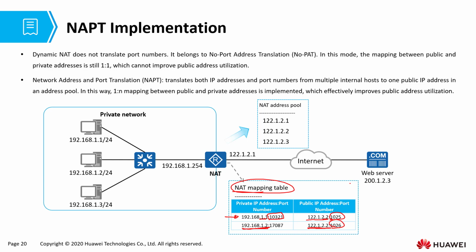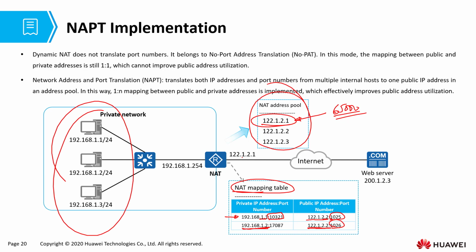Now, theoretically, one public IP address can be mapped to 65,000 private IP addresses, which is way more effective. So we still have an address pool like in dynamic NAT, but for each public address in the address pool, we can map several IP addresses from the private end.